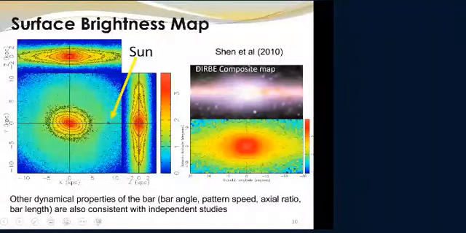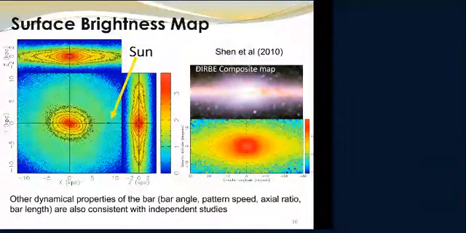Okay, and this is a surface brightness map through this simple model. After the bar formed and the boxy bulge formed, this is a 3D view. And if our sun is here, then you look through here and here, you see that, sorry.